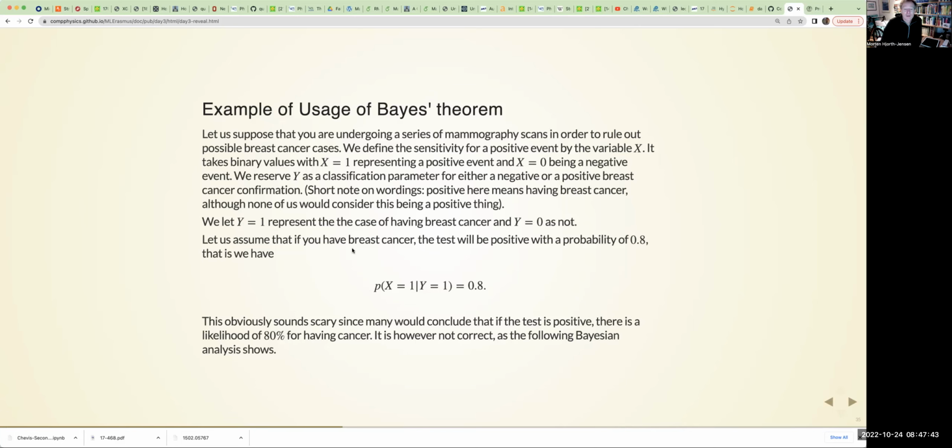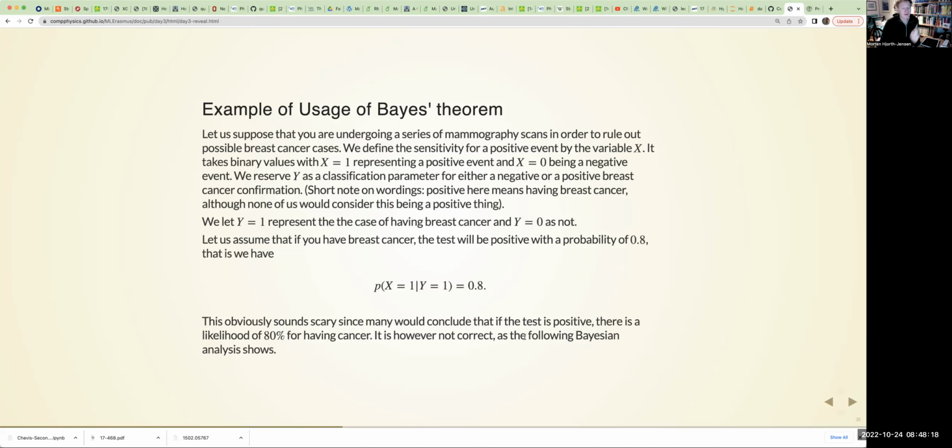So if you assume that you do have breast cancer, then the test will be positive with a probability of 80%. These are just numbers which I've cooked up here. This sounds scary because you think, wow, if the test is positive, there is an 80% probability that they have breast cancer. However, this conclusion is not correct. The way you should actually read this is in terms of a Bayesian analysis, and that's going to give you the correct probability.